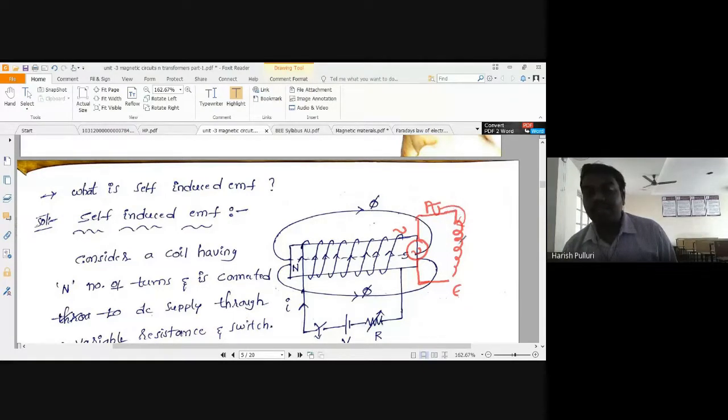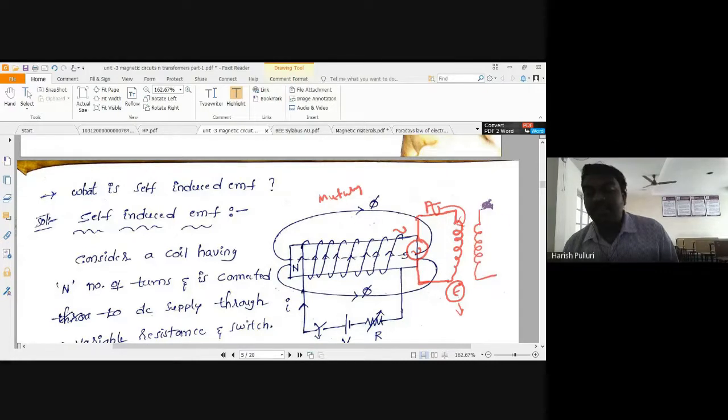When the flux linking the coil changes, EMF is induced. That is what we call self-induced EMF. And similarly, we have mutually induced EMF. Okay, so we see what is meant by mutually induced EMF.